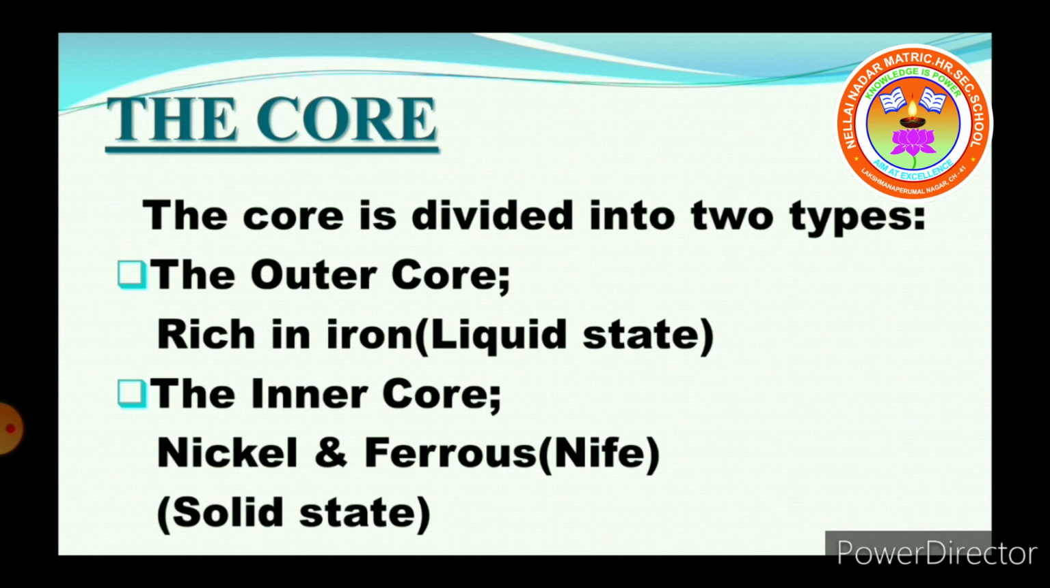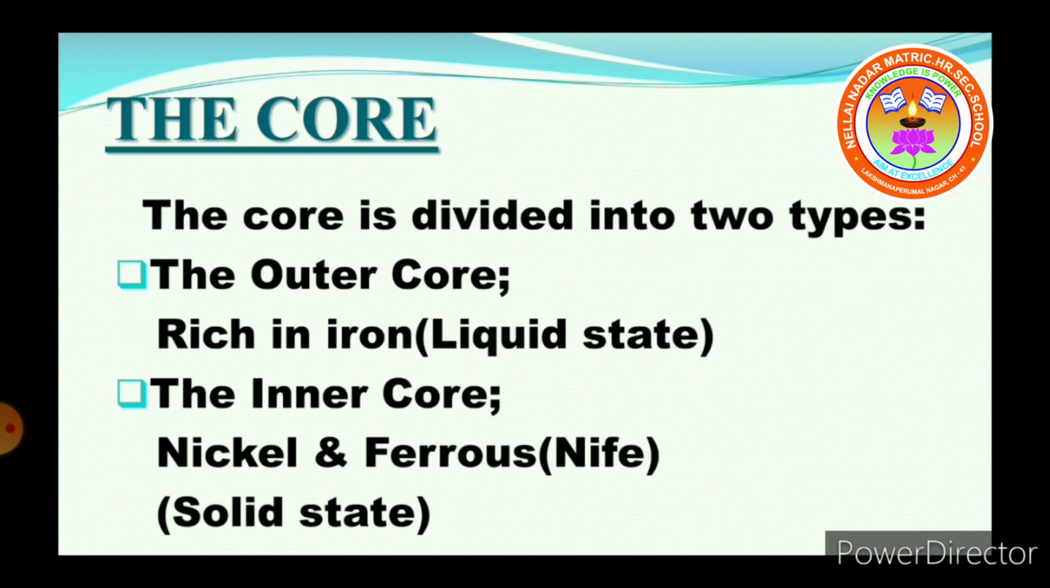Next we learn about the core. The innermost layer of the Earth is called the core. It is also called barysphere. The crust is also called lithosphere. The core is divided into two parts, the outer core and the inner core. The outer core is in a liquid state, the inner core in a solid state. The outer core is rich in iron, the inner core rich in nickel and ferrous, in short form called NiFe.